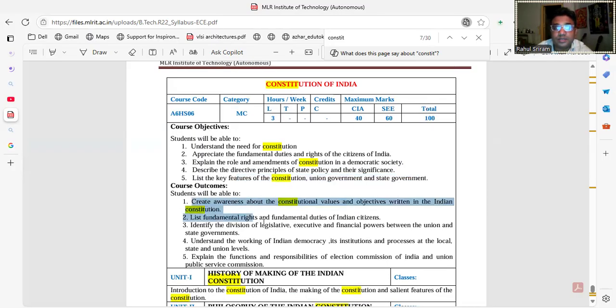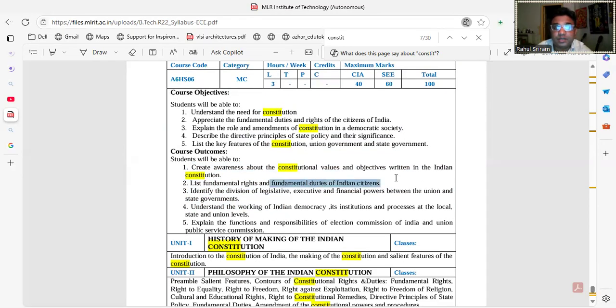Course outcomes: creating awareness about the constitutional values and objectives written in the Indian Constitution. Identify the division of legislative, executive, and financial powers between the union and state governments. Second is the list of fundamental rights and fundamental duties of Indian citizens, like the fundamental right to live and the right to speak.